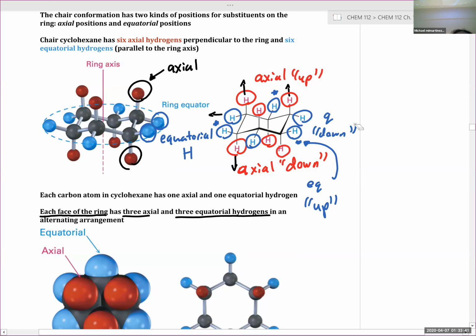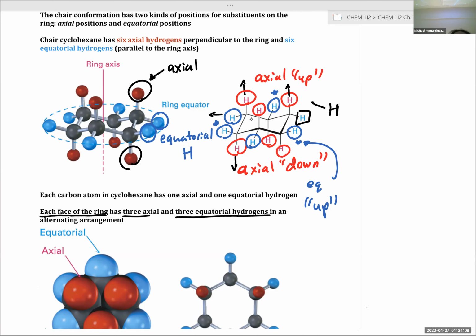Likewise, let's just focus on this equatorial hydrogen right here. Now, if we look at the bond to that hydrogen atom. Whoops, one moment. Let me set something up here. Would you be able to erase your annotation?